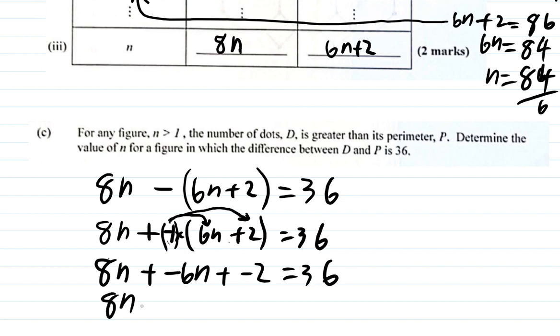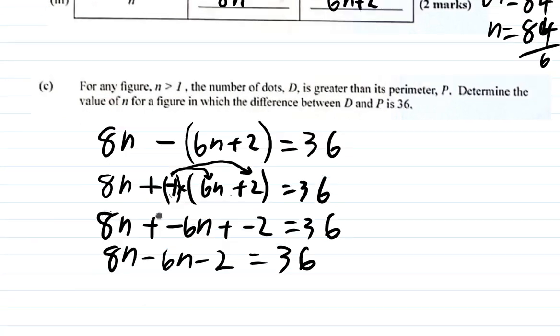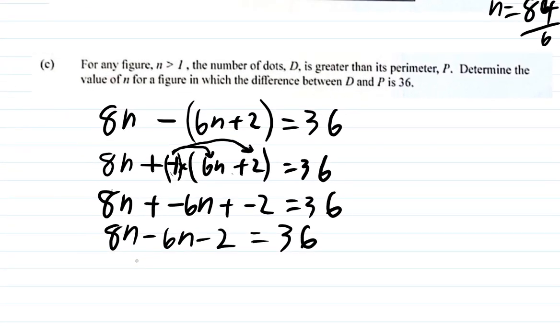So you have 8n minus 6n minus 2. Plus negative 6n is the same as minus 6n. Plus negative 2 is the same as minus 2. Equal 36, alright? So 8n minus 6n is how much? It's 2n. 2n minus 2 equals 36. Add 2 to both sides. You have 2n equals 36 plus 2, which is 38.